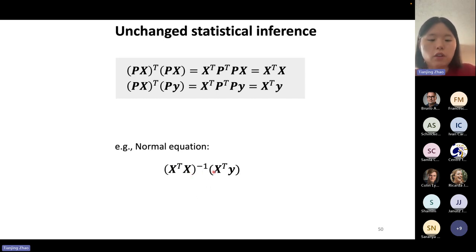This is just the normal equation, but you will see that for the mixed models, the ideas are the same, because X transpose X and X transpose Y are unchanged. So all the estimations are also unchanged.